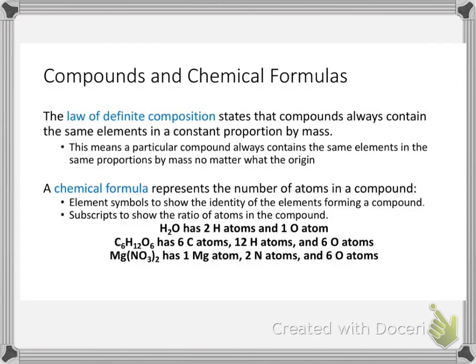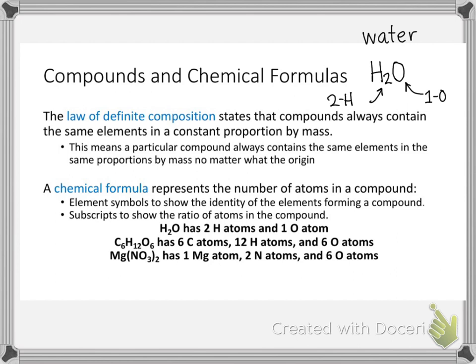So I always like to use water as an example of this because it's information that most of us come to class with. If I asked you for the chemical formula for water, you would tell me H2O. And nobody ever tells me different because water has a definite composition. It always has hydrogen and oxygen in the proportions shown in its formula. So it has 2 hydrogens and 1 oxygen.